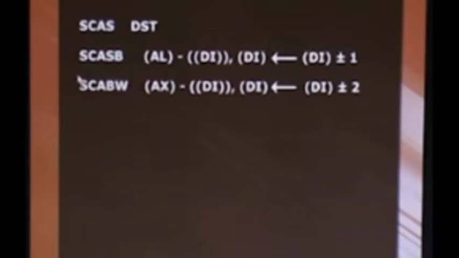As you can see, SCASB and SCASW are both there. That is, one is the byte oriented one, the other one is the word oriented one. The operation is the subtraction, which is common in both cases. In the case of the byte oriented one, the register is AL. In the case of the word oriented one, the register is AX.